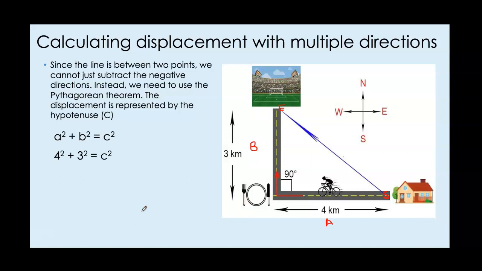Now using PEMDAS, we're going to do our exponents first. So we have 16 plus 9 equals c squared. Then we can go ahead and combine like terms. So we have 25 equals c squared.